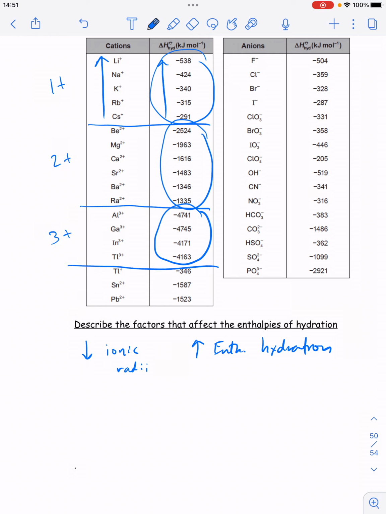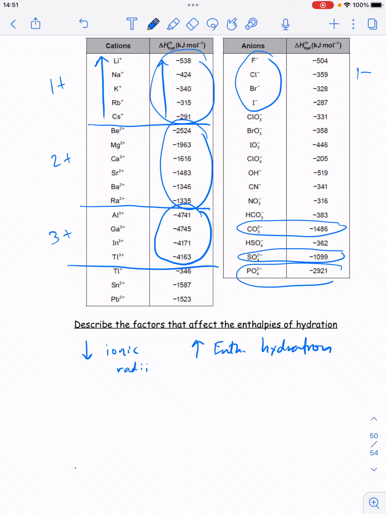And if you do the same thing over here, there's probably some that we could look at. Yeah, we can see we've got our 1- ions here. If we go down, eventually we get some 2- ions. They're much higher, and then eventually we get a 3- ion at the bottom with phosphate, and we can see that that same trend holds true for the anions. So just like before, as we increase ionic charge, we also increase enthalpy of hydration.